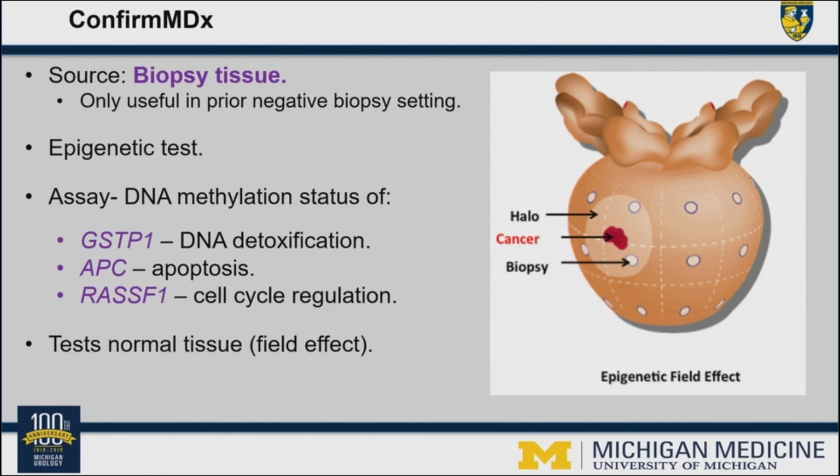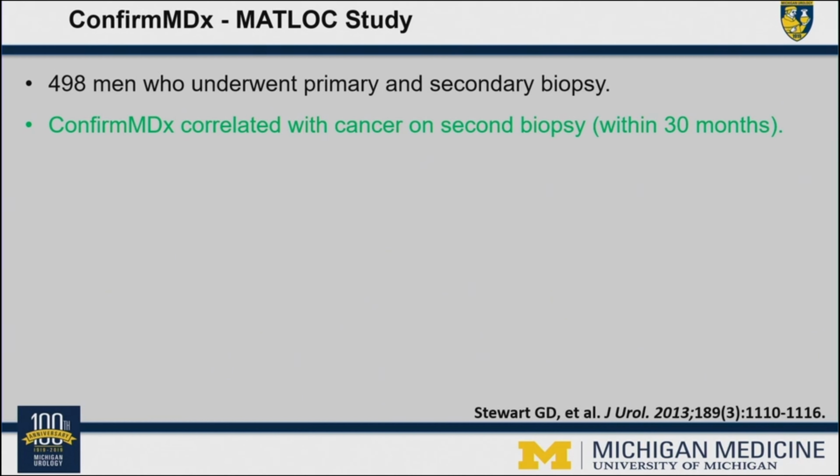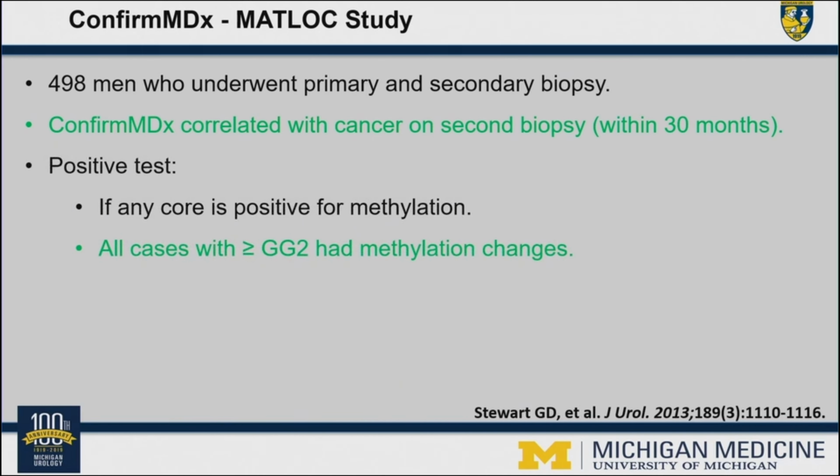the biopsy. And so in this study of about 500 patients who underwent initial and repeat biopsy conducted within 30 months, with initial biopsy showing no cancer and then the repeat biopsy showing cancer, they performed the Confirm MDX test in all of the patients. And what they found was that all of the biopsies that showed grade group 2 or higher cancer on the repeat biopsy all had methylation changes.